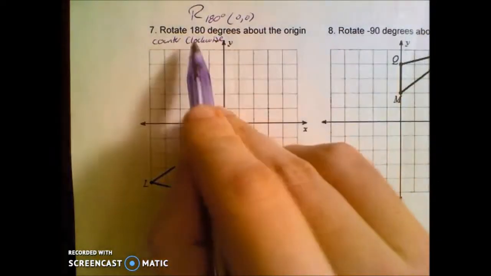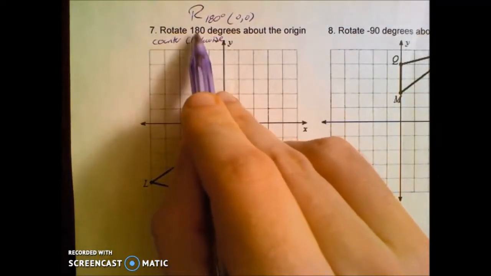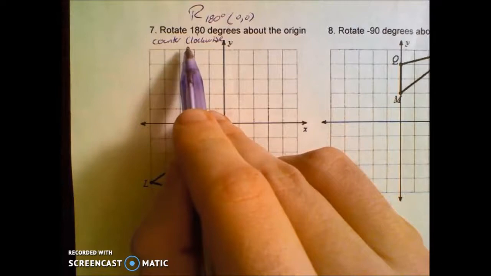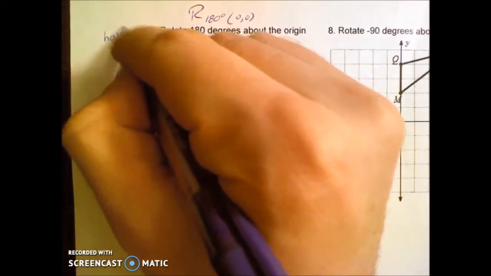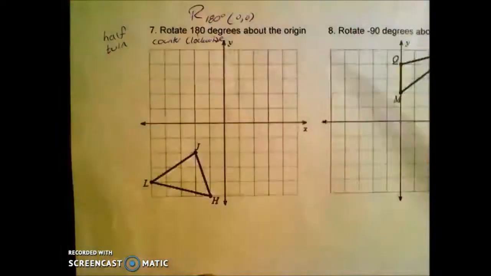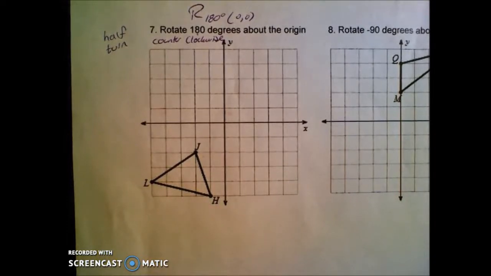Counterclockwise. In addition, 180 degrees would be 2 90 degrees. So this isn't a 1/4 turn, this is going to be a 1/2 turn. Okay, so you're going to do this with transfer paper.